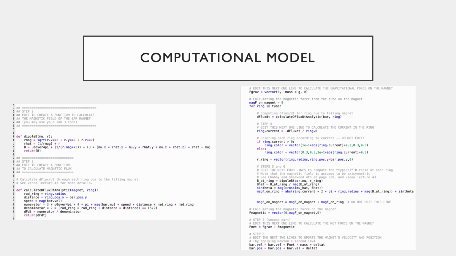The code to the left represents the functions that we use to calculate the magnetic field of the bar magnet and the function that we use to calculate the magnetic flux. The code to the right represents the while loop, which we use to update the position of the magnet using the position and velocity update formulas. We do this by adding up all the forces acting on the bar magnet.